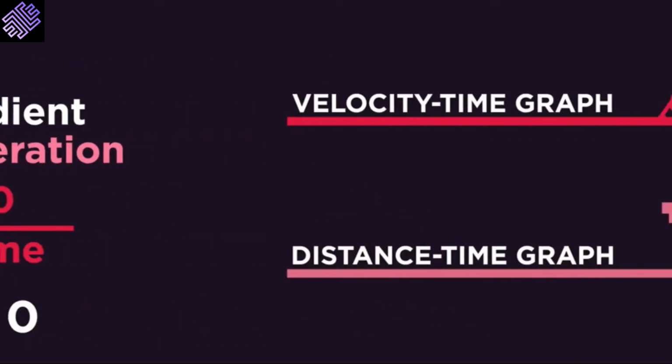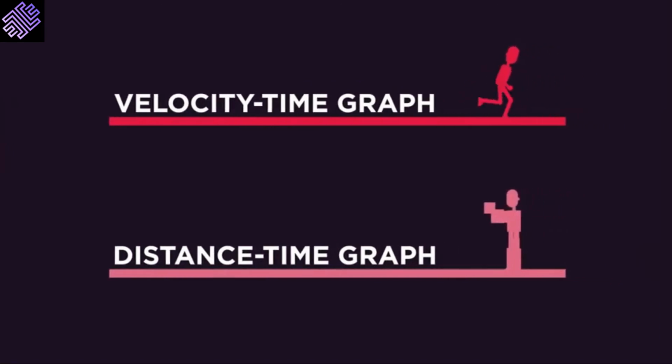Note, a horizontal line on a velocity or speed time graph means the object is still moving but at a constant speed. The object is still covering distance but at a constant rate. Though a horizontal line on a displacement or distance time graph shows an object at rest.